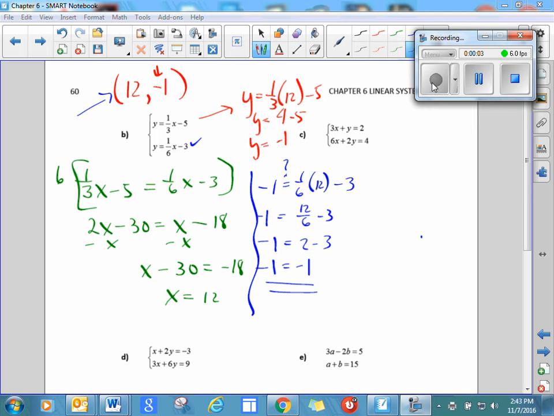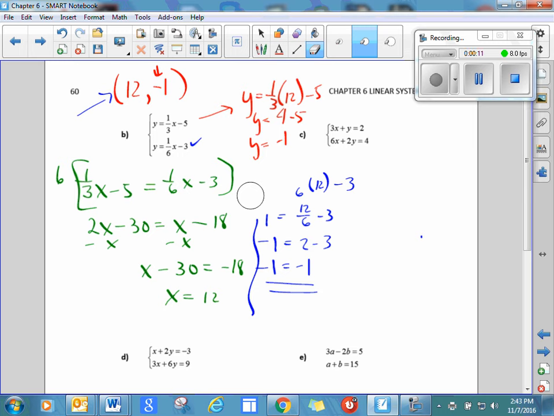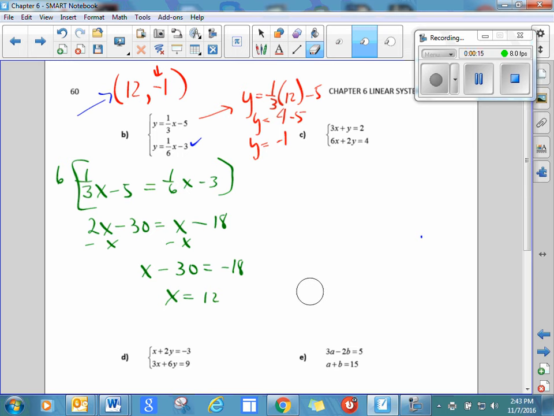Continuing on page 60, we did B up in the top left corner, and I need to erase some of this check so I can have some room over here for problem C. So I'm sure you copied down, I hope you did, what I've had on here in the other video. If not, you can go back and watch the video to pick it up.